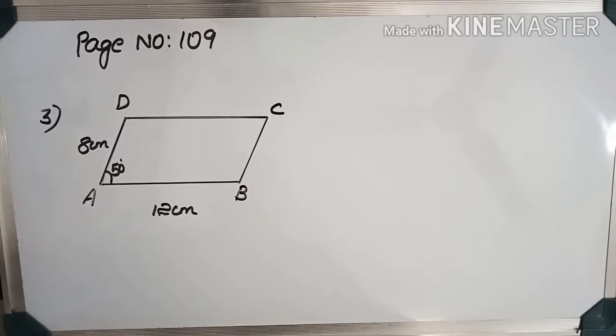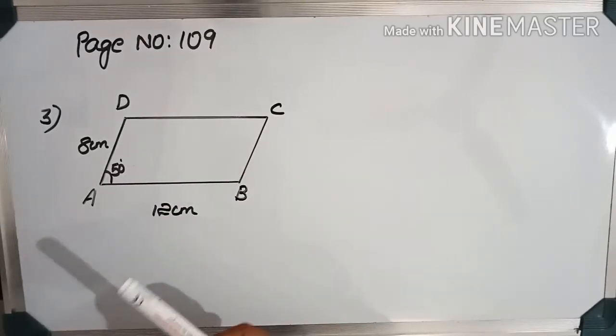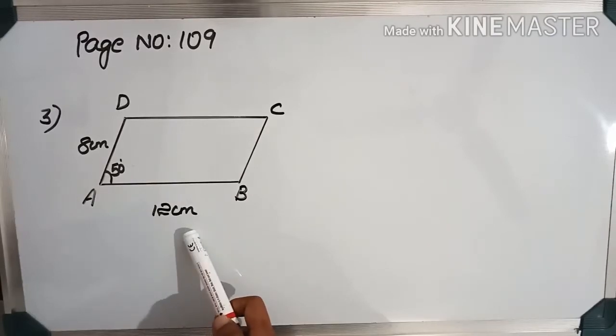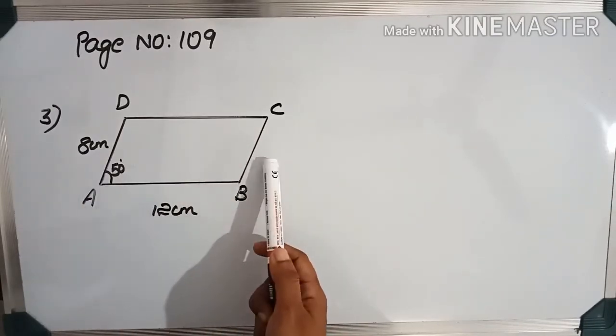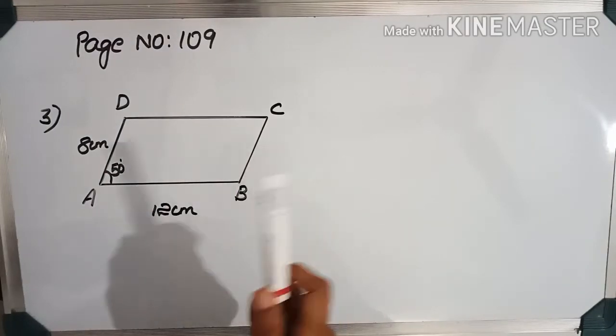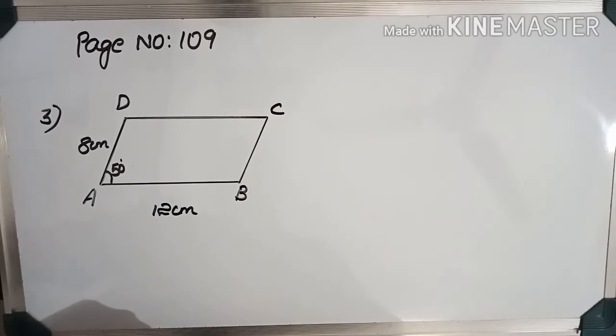and 8 centimeter. In a parallelogram, we know opposite sides will be equal and parallel. So we can draw a rough figure of the parallelogram with the sides as 12 centimeter. Here also 12. Then next is 8 centimeter. Here also 8 centimeter. And it is given the angle between these two sides is 50 degree. What is the area of this parallelogram? Same as the previous case.